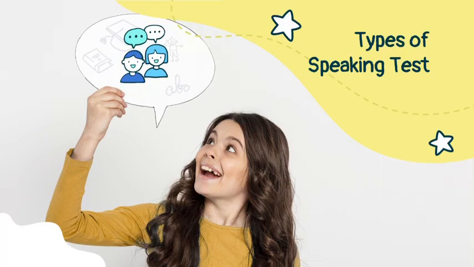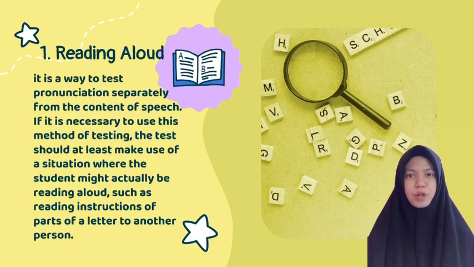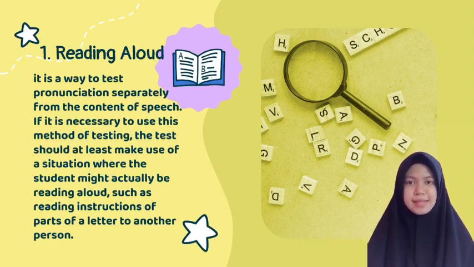Okay, the first type of speaking test is reading aloud. One way that reading is tested is by having the testee read aloud. This is not generally a good way to test reading. Its backwash effect is likely to be harmful and it is not a skill that is used much outside of the classroom. However, it is a way to test pronunciation separately from the content of speech.